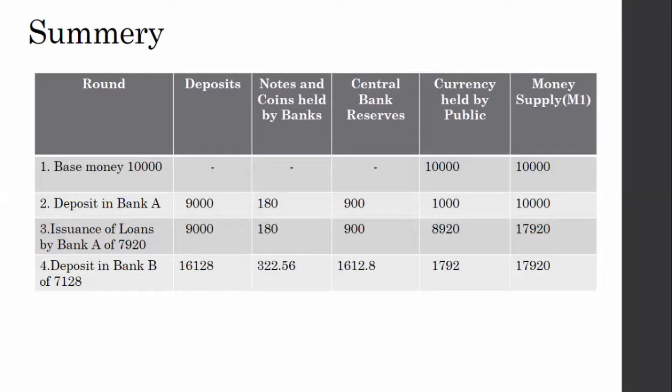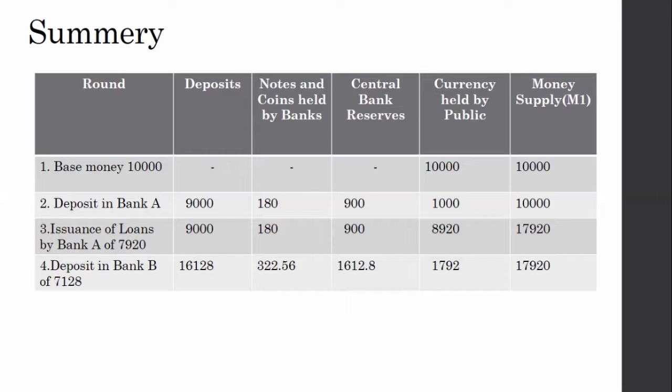In the third step, bank A, out of the remaining deposits after deducting the 180 and 900, which are the notes and coins they should hold and the central bank reserves, the remaining 7,920 they will issue as loans, right, by bank A. Then what will happen? No change in the deposits, 9,000. No change in the notes and coins held by banks, still 180. Central bank reserves also 900, no change.